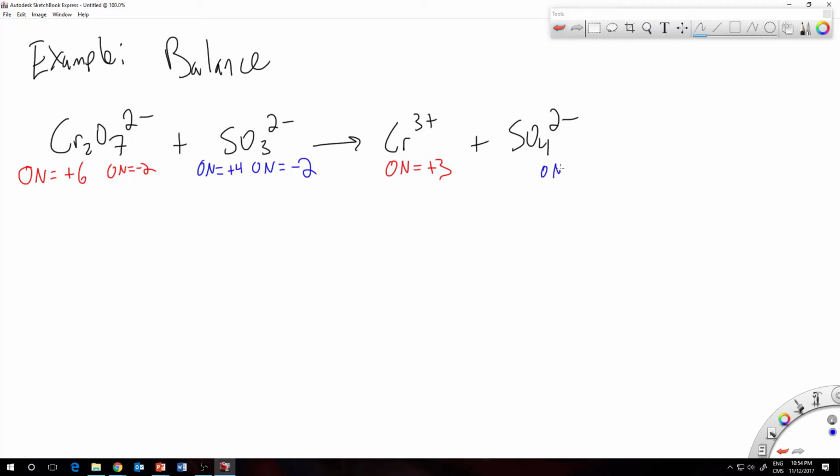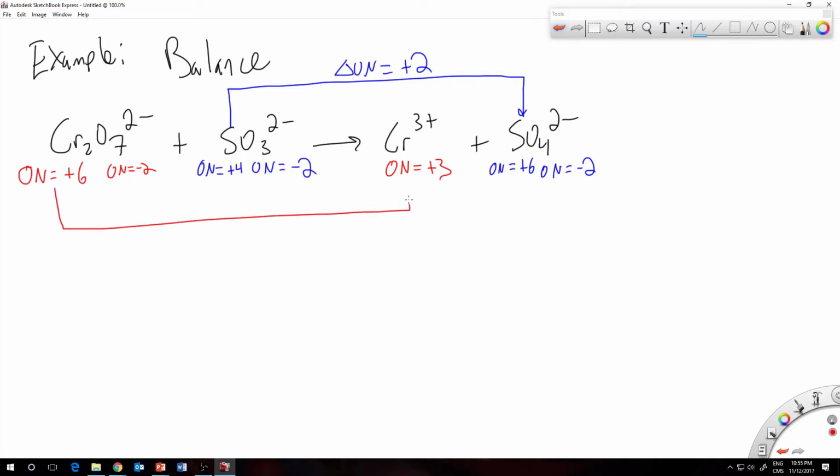Okay, repeat the process here. This is -2 for the oxygens, so the sulfur ends up being +6. Now the change. So this sulfur has a total oxidation number change of +2. And then this chromium has a total oxidation number change of not +3. What am I talking about? It's going from +6 to +3, so it's going to be a change of -3.